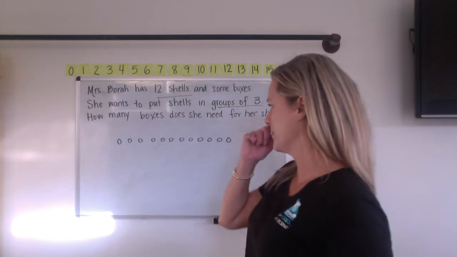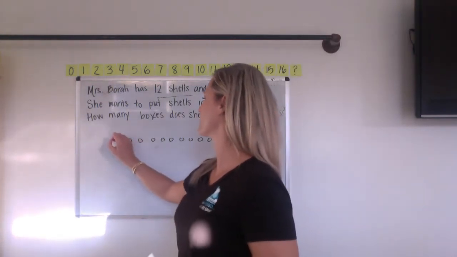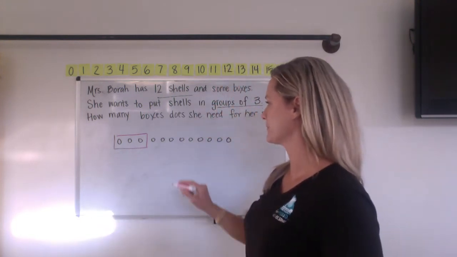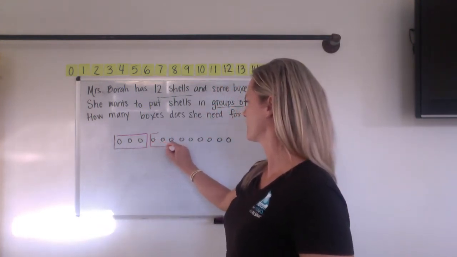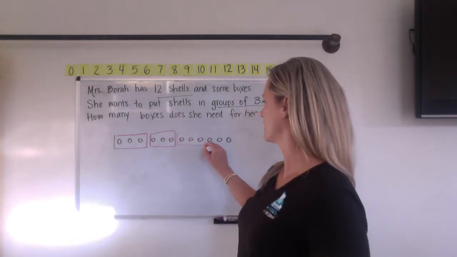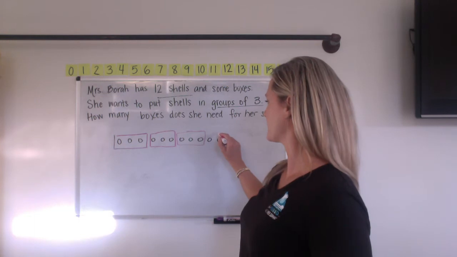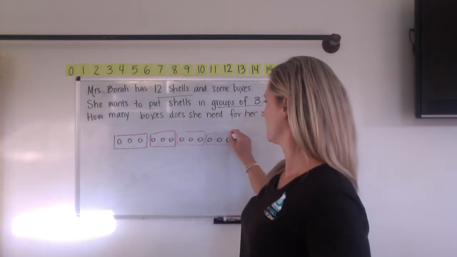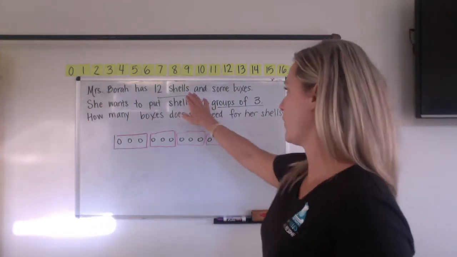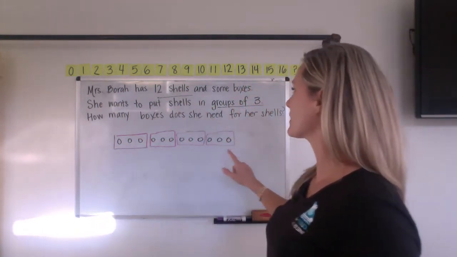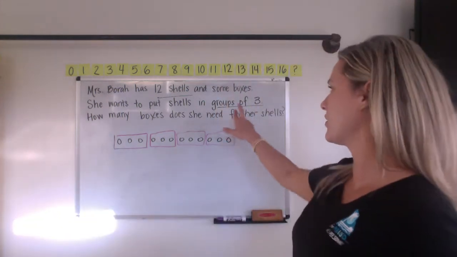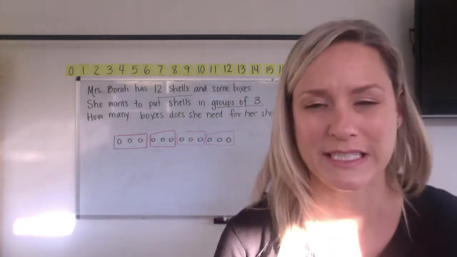Are you guys ready? There's one group of 3. There's 2 groups of 3. 3 groups of 3. And 4 groups of 3. Okay, so we had 12 shells. Those were our circles there. And we didn't know how many boxes she needed, but we did know that she wanted to group them by 3s.